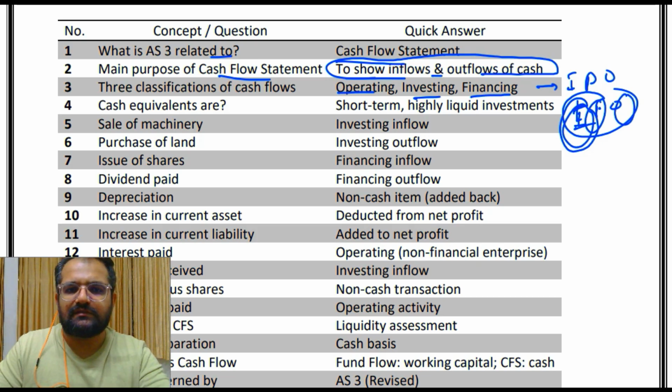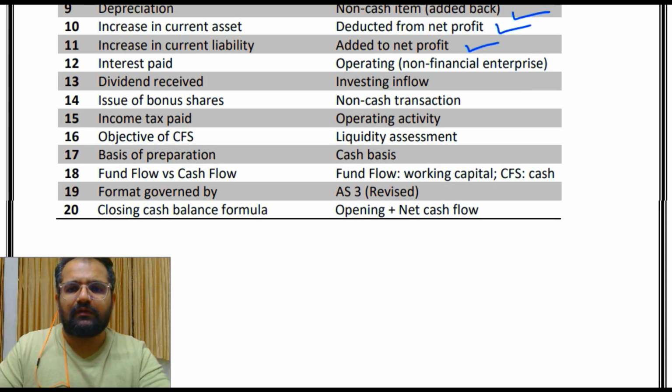Then cash equivalents are short-term, highly liquid investments. Sale of machinery, investing inflow. Purchase of land, investing outflow. Issue of shares, financing inflow. Dividend paid, financing outflow. बाहर जा रहा है. Depreciation, non-cash item added back. Increase in current asset deducted from net profit. Increase in current liability added to net profit. The interest paid, operating for non-financial enterprise. Dividend received, investing inflow. Issue of bonus shares, non-cash transaction. Income tax paid, operating activity.